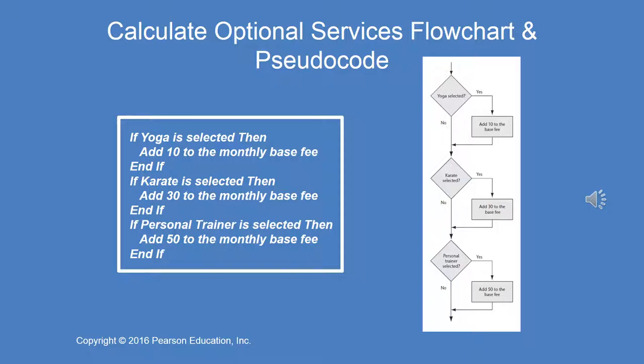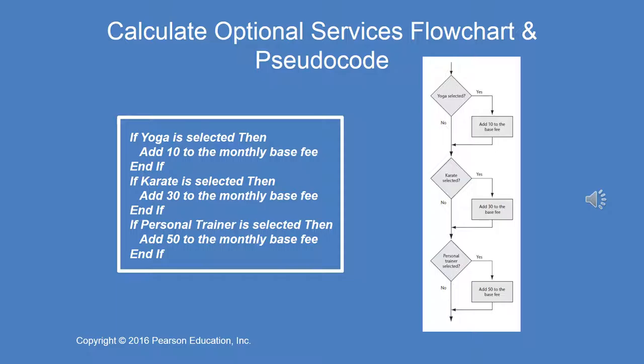So follow me on this. If yoga is selected, then we add 10 to the monthly base fee. And in a previous slide, I showed you how to do that, how to remember the ampersand equals. So you can take the existing base fee and add the monthly fee for yoga to it. And if that is a statement and it is ending, it's not part of a longer else if with multiple branches. This is not a multi-way branch.